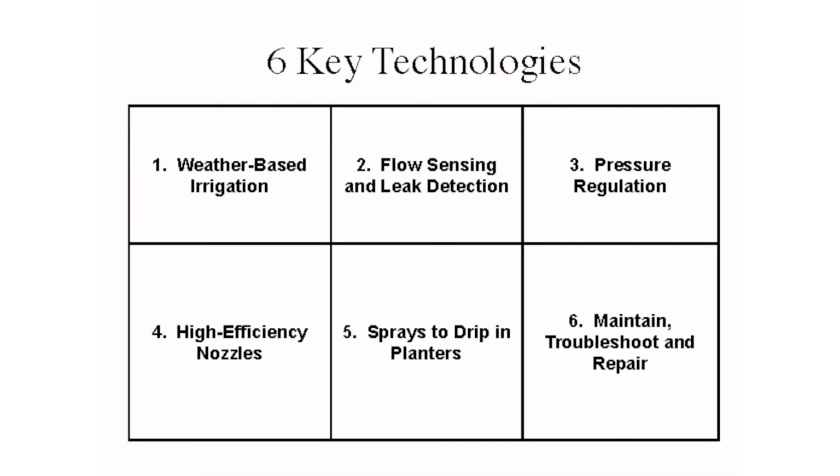So we talked about 6 key strategies. We talked about improving to weather-based controllers, or at least getting some features on the controller that will save us some time. Flow sensing and leak detection, really critical. Optimal pressure, so pressure regulation. High efficiency nozzles, the sprays to drip planters, and then the importance of maintaining.